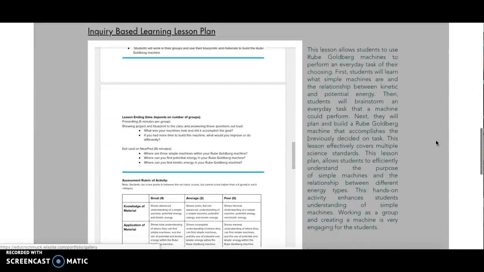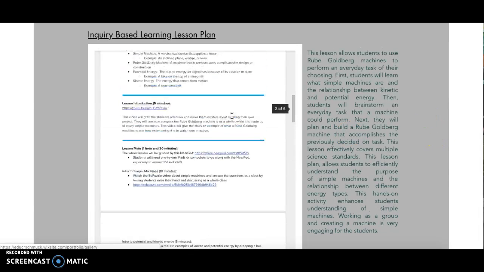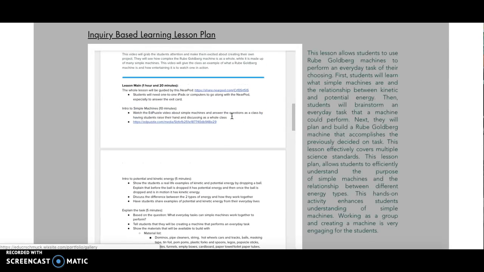The next one I want to show you is an inquiry-based learning lesson plan. This is a lesson that focuses on student collaboration in solving a task. The students are given a question. In this case, the question is, what everyday tasks can simple machines work together to perform? So the students will be ultimately making a Rube Goldberg machine to perform a task. These machines will then be shown to the class as a whole, and the students will reflect on their experience making them and what processes the machines include. This allows students to really work hands-on as well as working in a team to accomplish a goal.